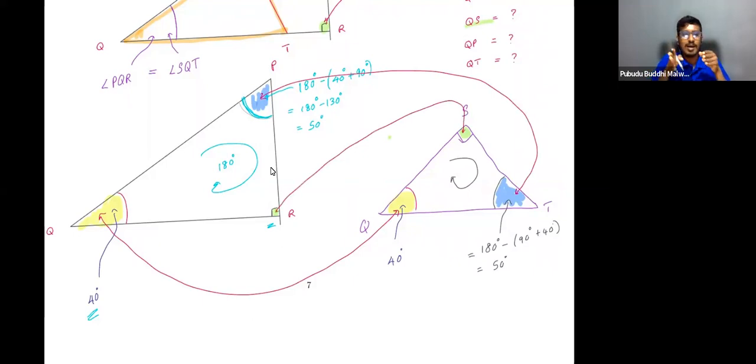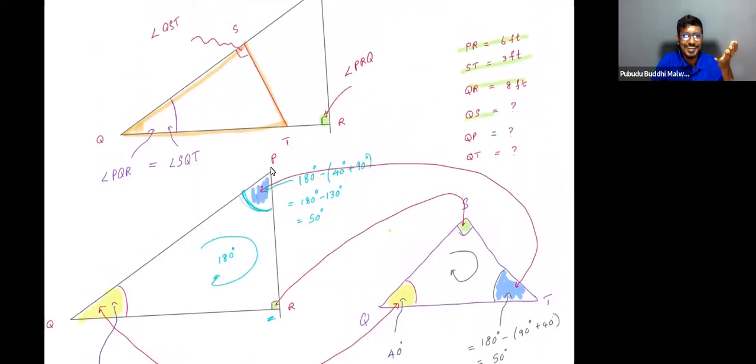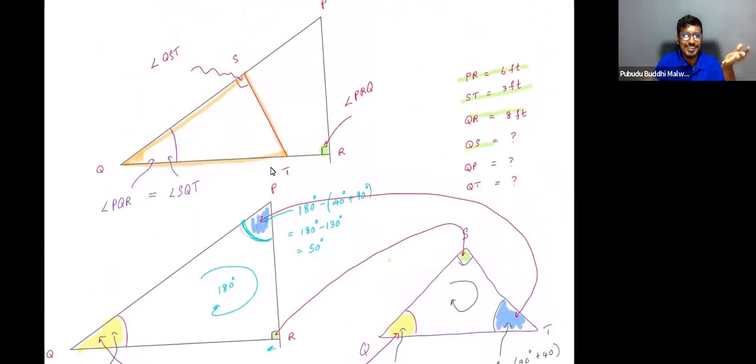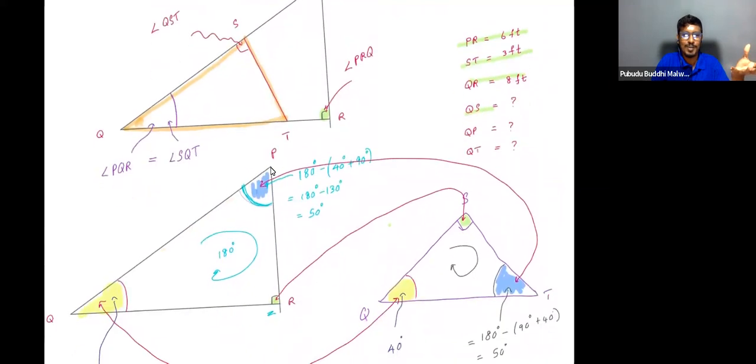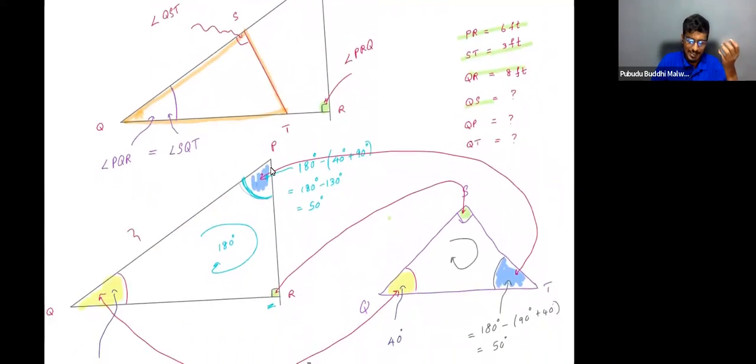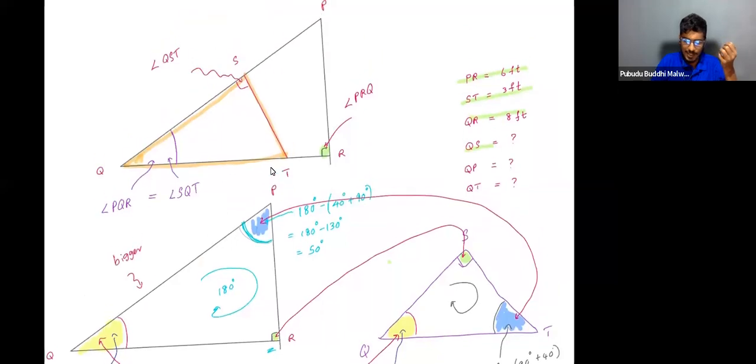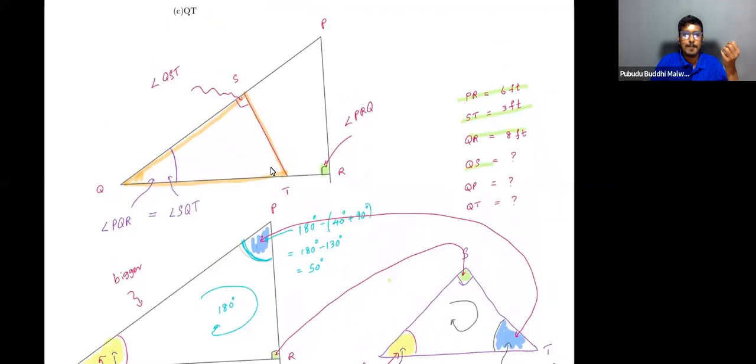But are these two triangles equal? Are these two triangles the same? We don't know that. Probably not. Actually, that can't happen because one triangle is clearly bigger than the other. PQR is bigger than the smaller triangle SQT.